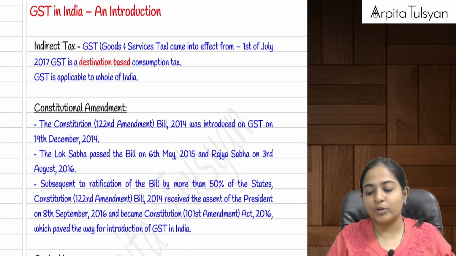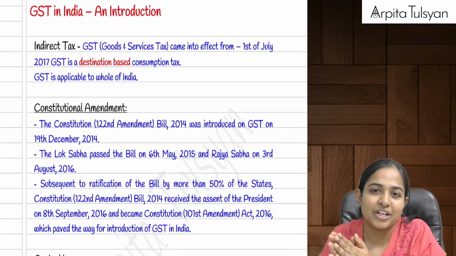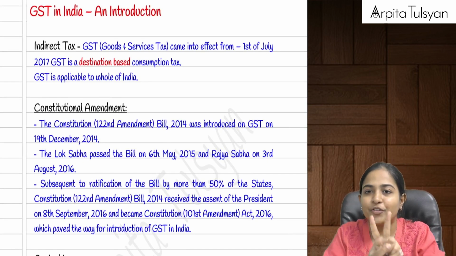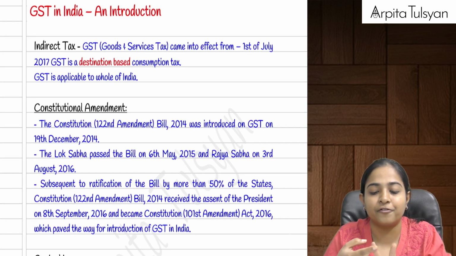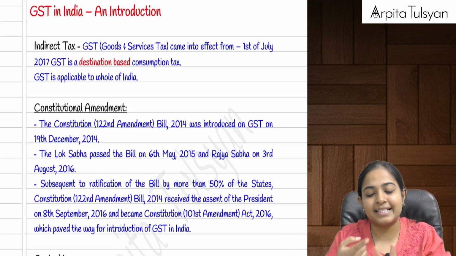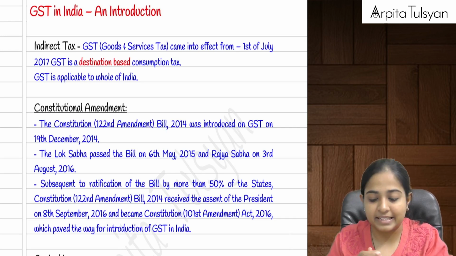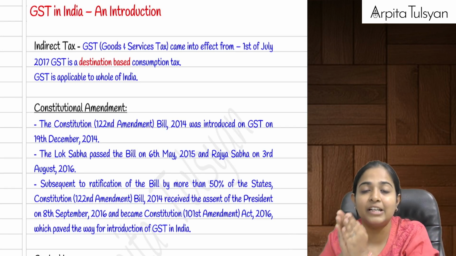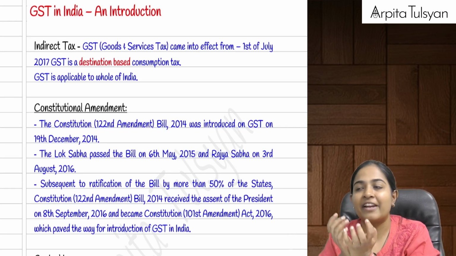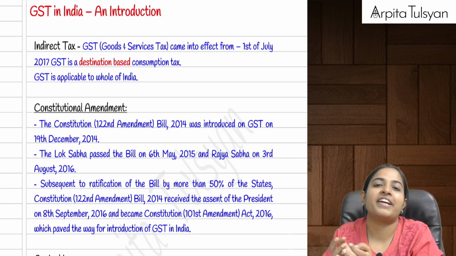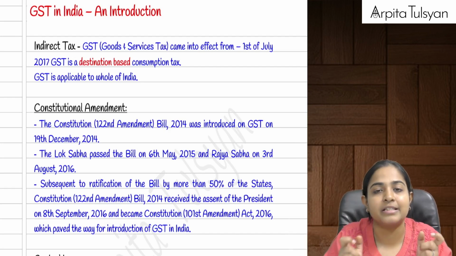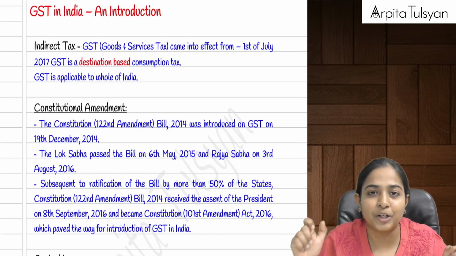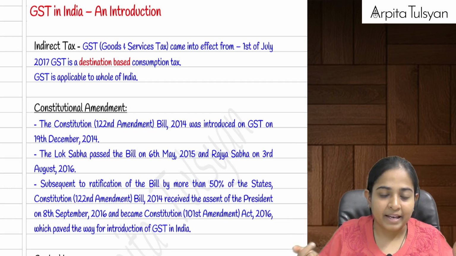We already know that this particular tax is a destination based consumption tax. Two terms are very, very important here. First one is destination tax and the other one is a consumption based tax. Destination tax, what do you mean by that? Wherever, in whichever state the goods are finally consumed, the revenue of the GST is going to belong to that particular state government, right?